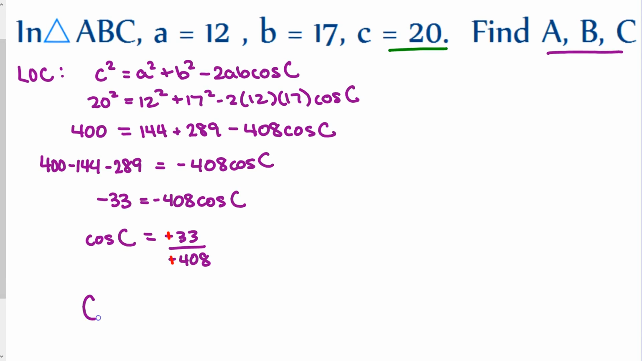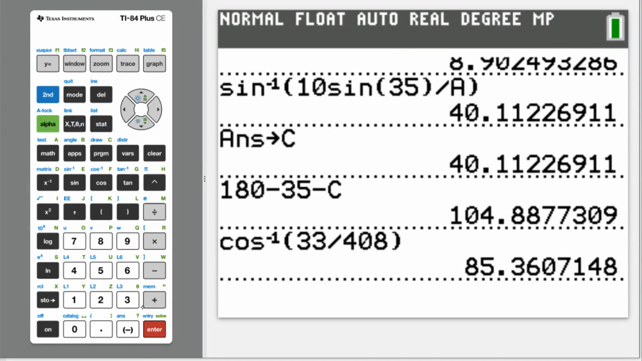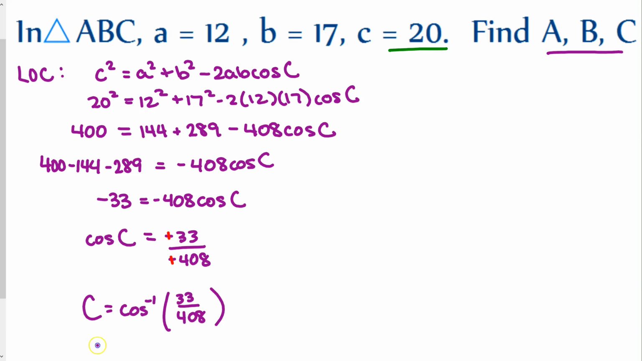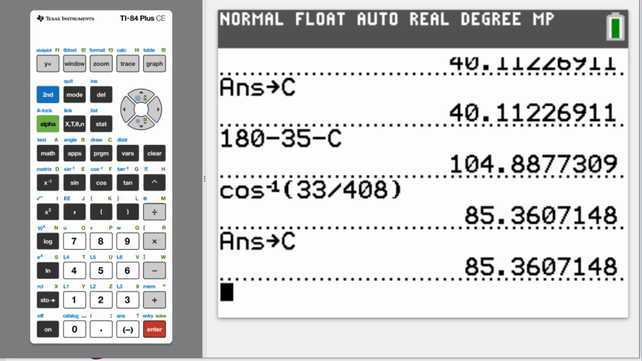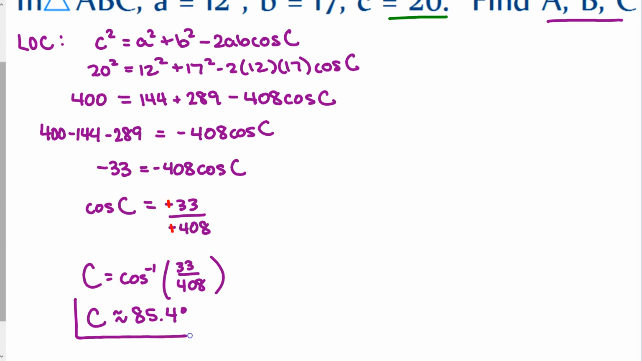And now we're going to find the inverse cosine to get C by itself. So this is what goes in the calculator. Inverse cosine of 33 over 408. Inverse cosine of 33 over 408 is 85.4 if we round to the nearest tenth. Let's store that. Store alpha C, enter. Okay. I forgot what it was. 85.4. Okay. So, 1 down, 2 to go.